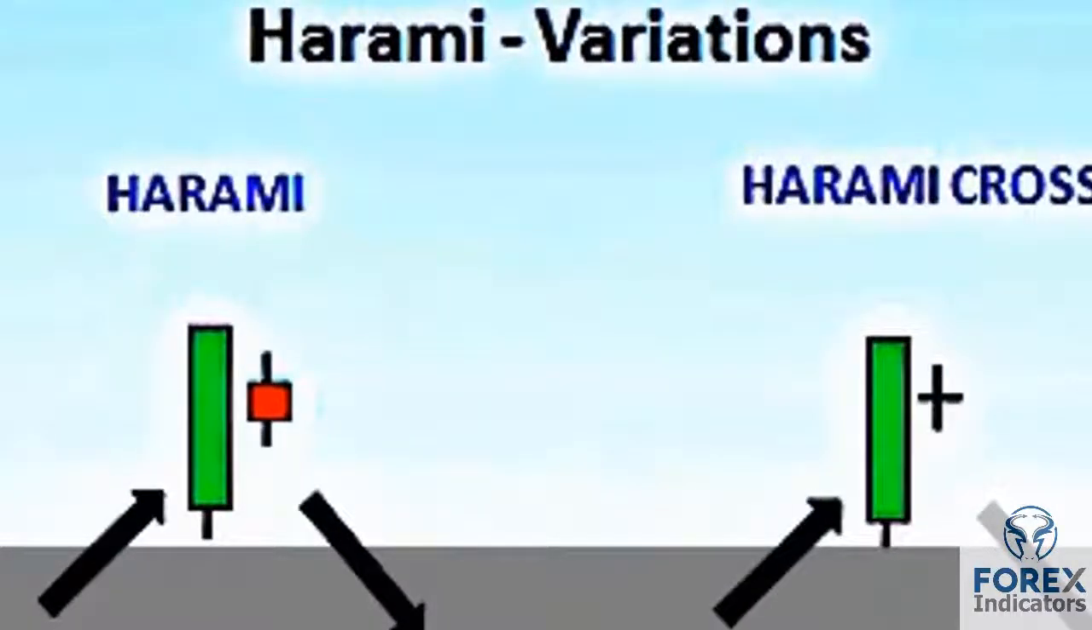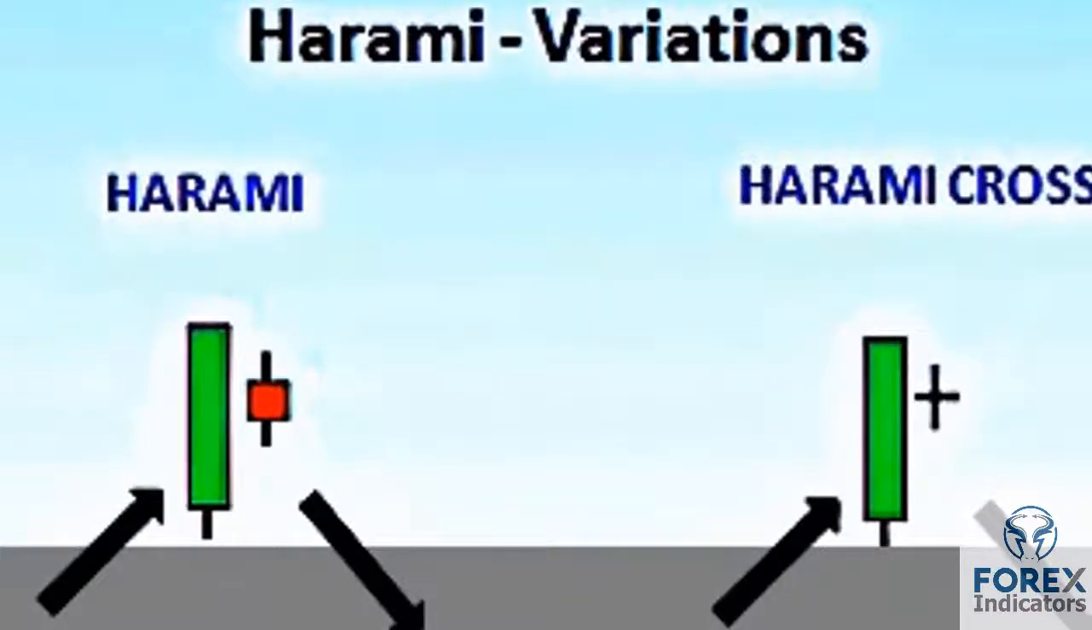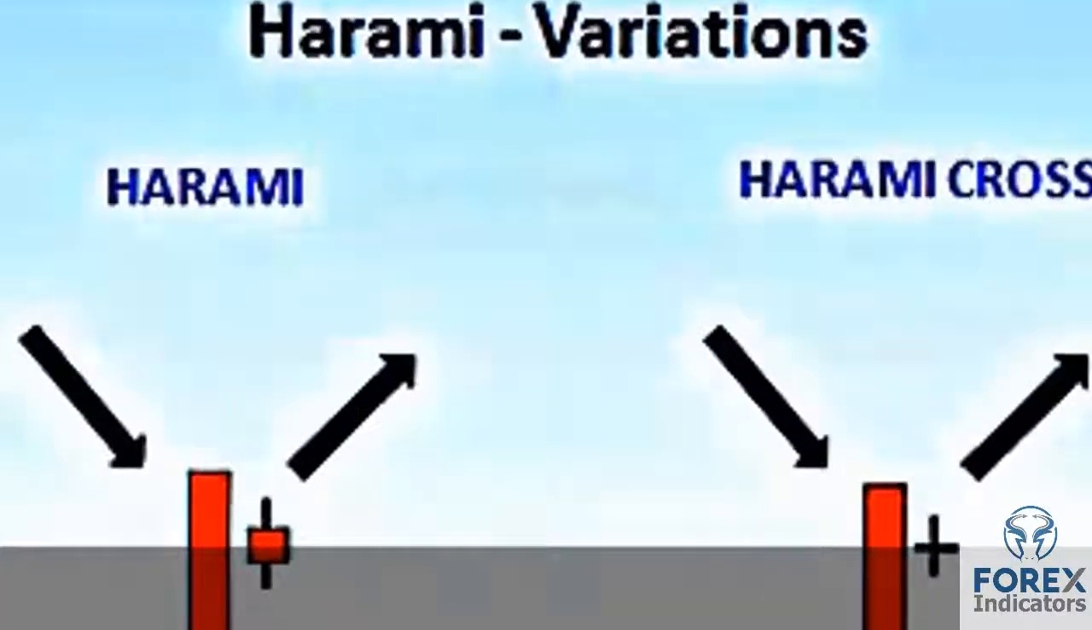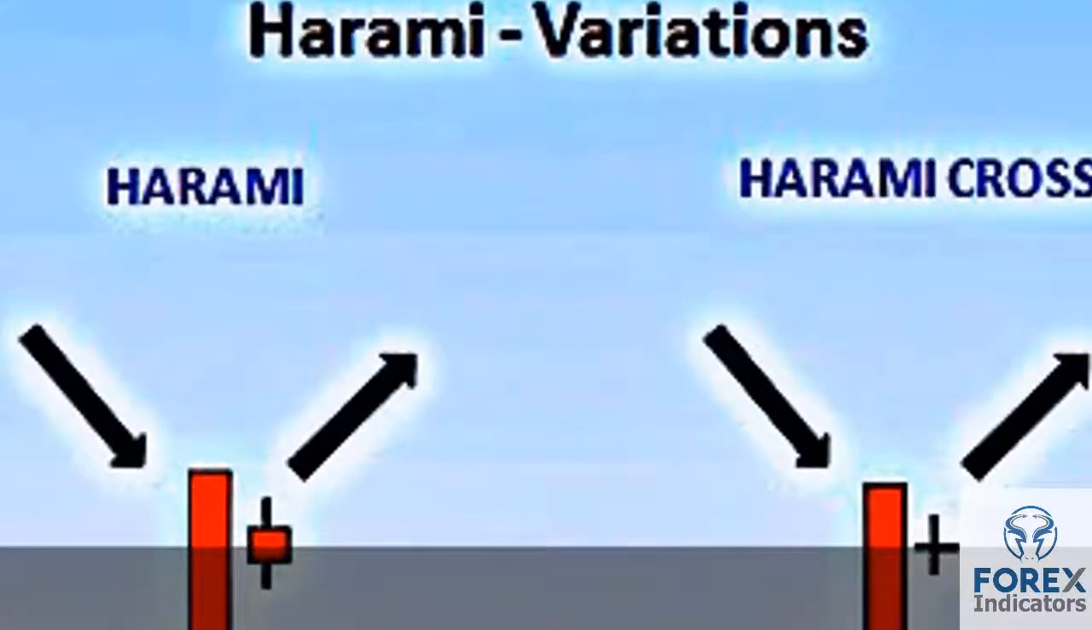A common variation of the harami that you'll hear quite often is the harami cross. The first candle continues the trend. The second is a doji contained within the first candle's real body. The concept is the same. What initially appears to be continuation of the trend suddenly displays indecision and the potential for a reversal. Same for a bottom reversal, harami and harami cross, where the second candle is a doji.